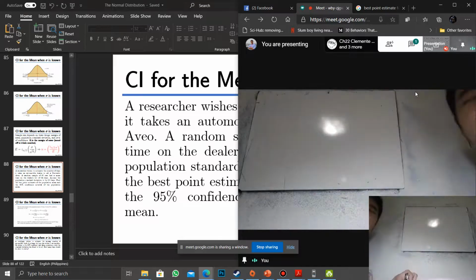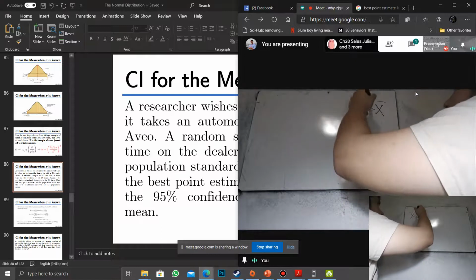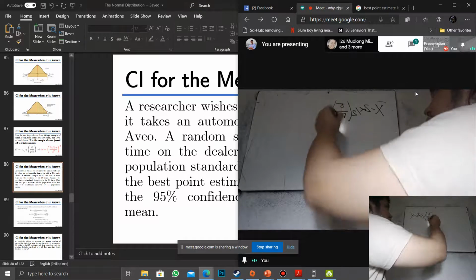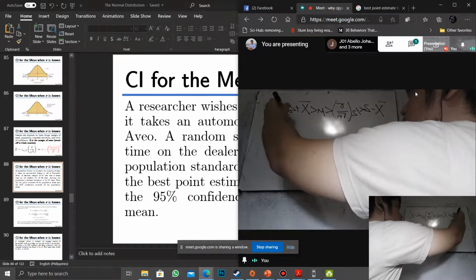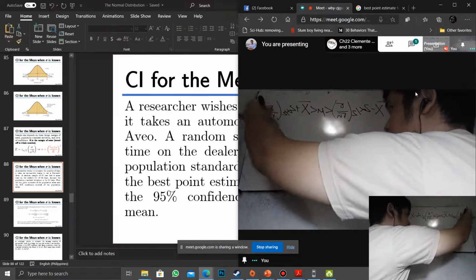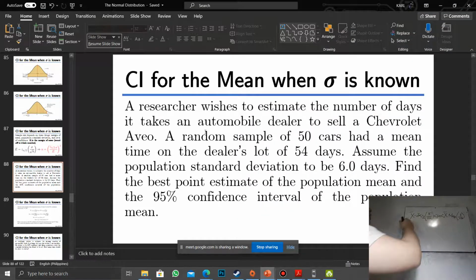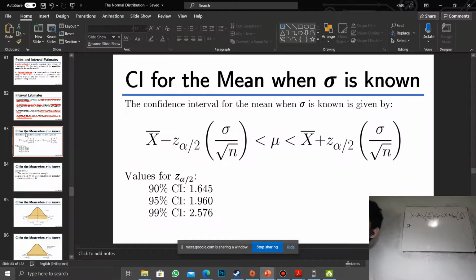Ito lang, papasok ko lang yung mga formula, lahat ng values dito. X bar minus z alpha over 2 times sigma over square root of n, less than mu, less than x bar plus z alpha over 2 sigma over square root of n. O, pasok nyo ng lahat. O, x bar is 54. No? 54. Minus z alpha over 2 kasi 95%. Memorize nyo na lang yun. 1.96.